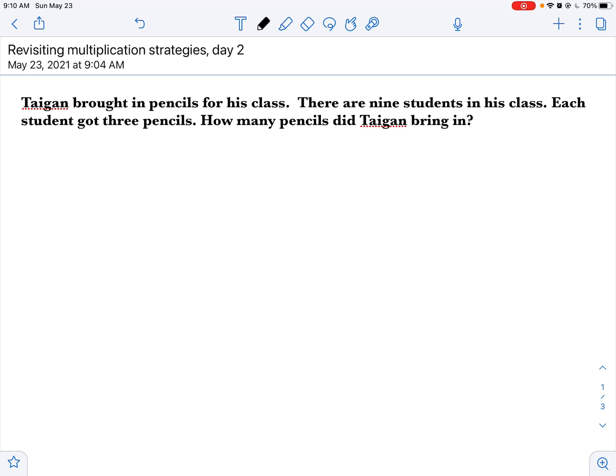Tegan brought in pencils for his class. We don't say how many. There are 9 students in his class, and each student got 3 pencils. How many pencils did Tegan bring in? Well, if you have 9 students and each of them got 3 pencils, we're going to solve 9 times 3 to find out the total number of pencils that Tegan brought in.